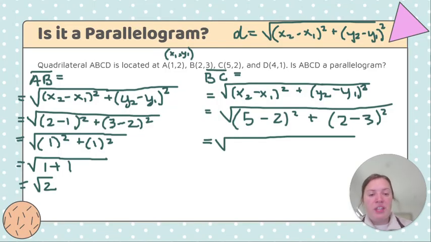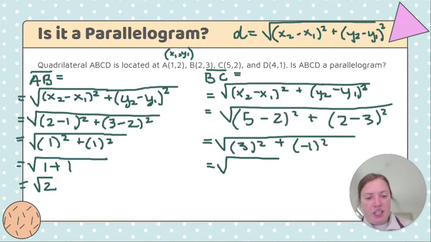And now we do the inside of the parentheses. So 5 minus 2 is 3, and 2 minus 3 is negative 1. We can now take care of the exponents. 3 squared is 9. Negative 1 squared is the same as 1 squared, which is 1. And we now have the square root of 10.